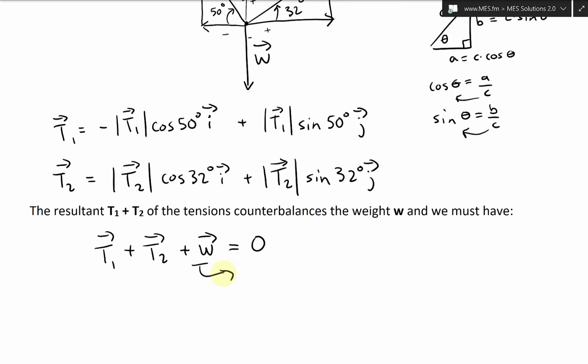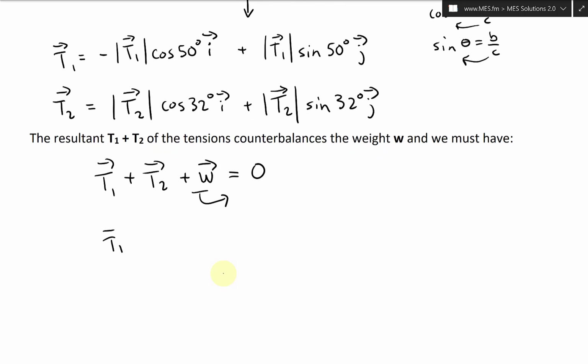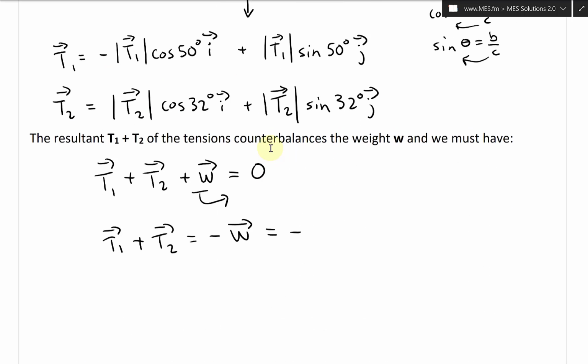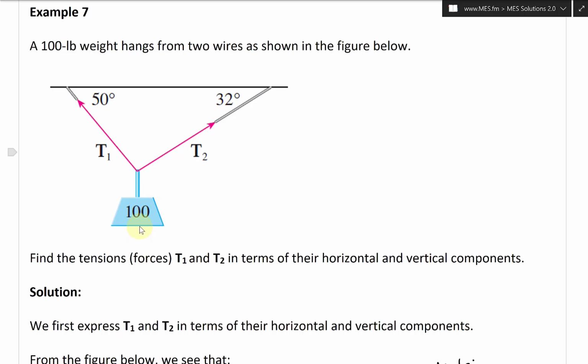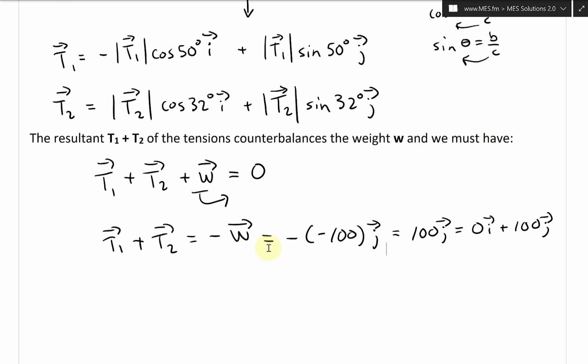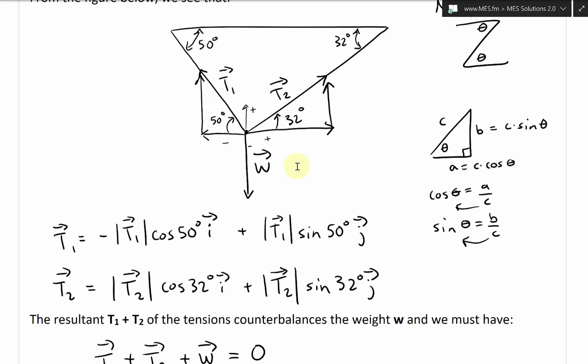In other words, we can move this over, and we get T1 plus T2 vector equals negative W vector. We know that W as a vector is pointing downward, so negative W is going to be 100. This is a 100-pound weight going down, and its vector is in the j direction, 100 j, so it's just vertical. So this equals 100 j, or even more completely, you could write this as 0 i vector plus 100 j vector. In other words, there is no net horizontal force. There's just 0 being pulled. The weight's only going straight down.